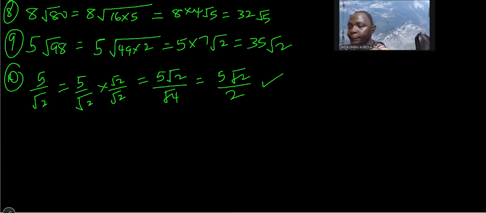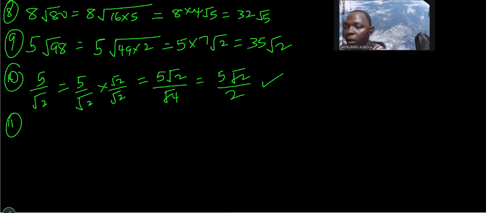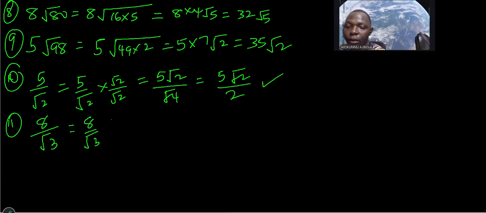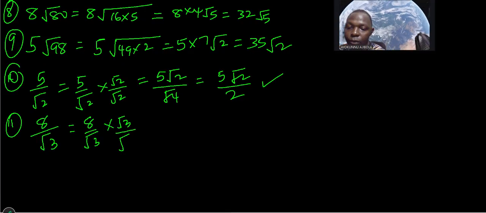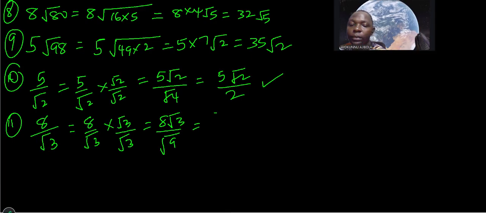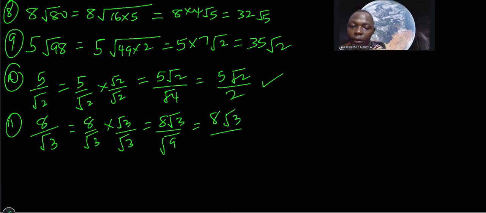Is that clear? Yeah. Okay. And this one, 8 over root 3, so it's still the same thing. We say 8 over root 3 times root 3 over root 3. So this will be 8 root 3 over root 9, and that will be 8 root 3 over 3.